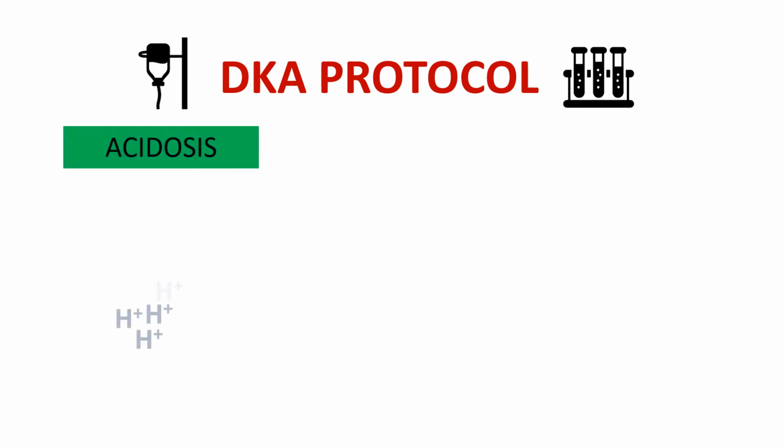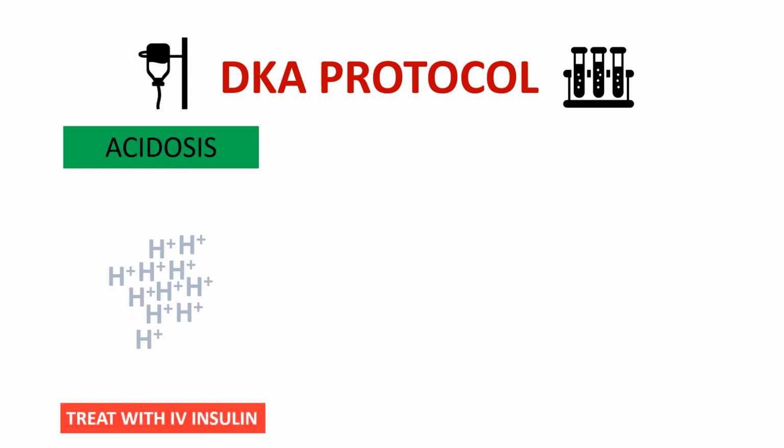I'm going to attempt to break down a DKA protocol and dissect it so that you can understand it better. The first ailment that we're going to treat with the DKA protocol is acidosis. Acidosis is resulting from fatty acid oxidation and production of ketone bodies. And so the way to stop this process that's causing acidosis is to treat patients with insulin.